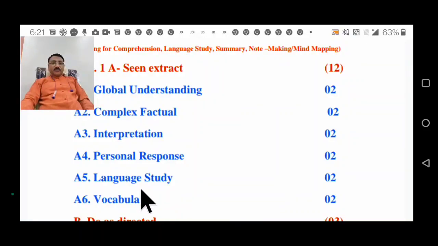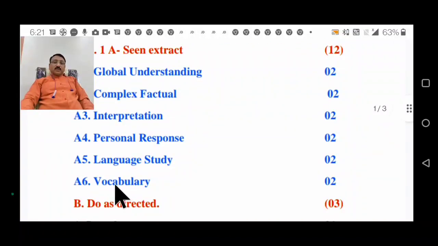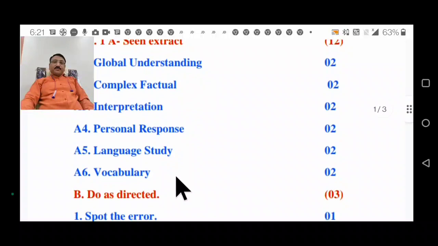It is also possible that a chart will be given, a table with 2 columns. In one column the words will be given, and in the second column, B column, the meanings of those words will be given, and the students will have to match the words with their exact meaning. This is how the activity A6 vocabulary will have to be attempted by the students.